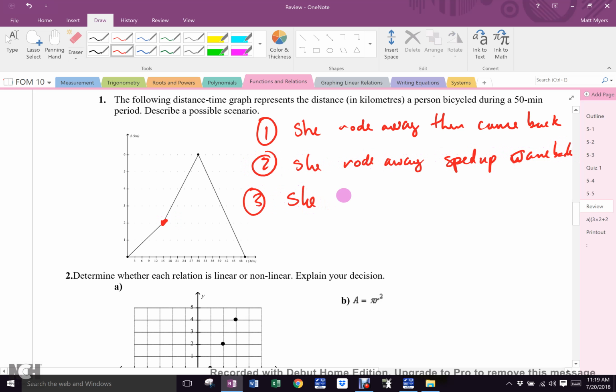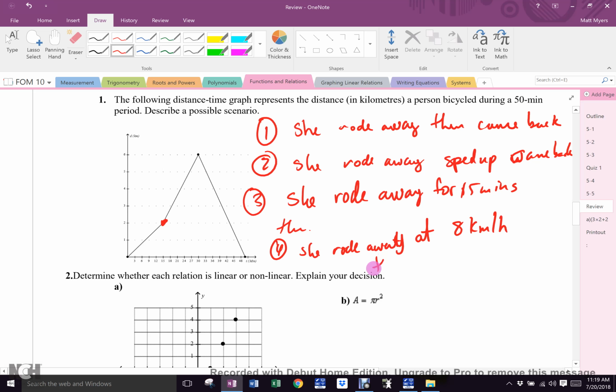3. She rode away for 15 minutes, then sped up, then turned back. Right? 4, she rode away at 8 kmh, then sped up to 6 and 15. Is that 15 minutes? 15 minutes, and she covered 4K. Sped up to 16 kmh. Went home at 6 and 20. Went home at 18 kmh.